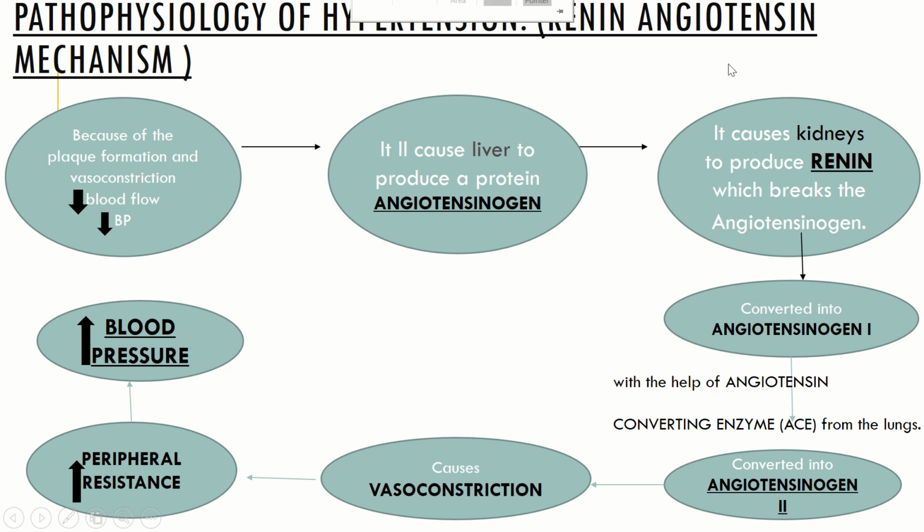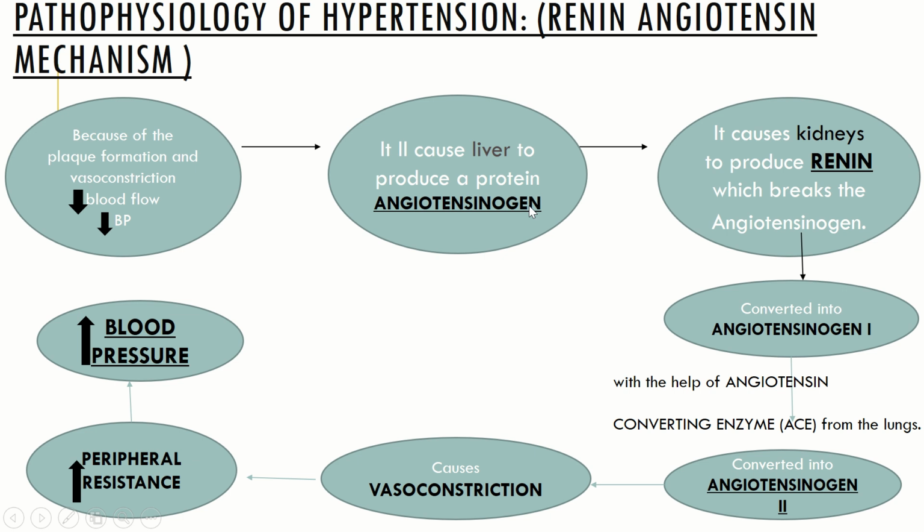There are two mechanisms. One is the renin angiotensin mechanism. Because of the plaque formation and vasoconstriction, there will be decreased blood flow and decreased BP. As we have seen in the previous slide, there will be the plaque formation, the fat deposition, and it causes vasoconstriction of the blood vessels. So what will happen? It will cause the liver to produce a protein called angiotensinogen. As we all know, the kidneys are the main part where protein excretion and everything takes place. So because of this excessive production of protein, the kidneys produce renin, which breaks down the angiotensinogen.